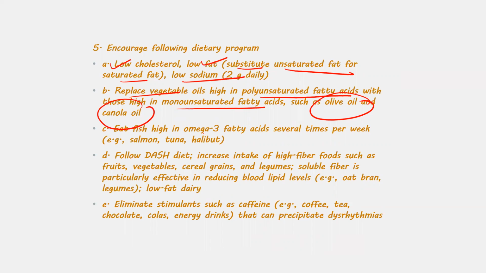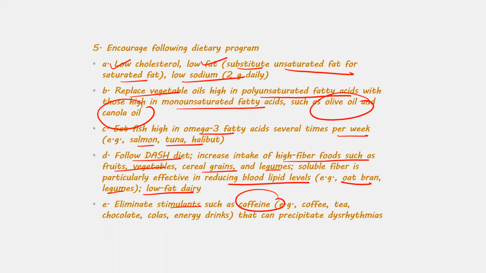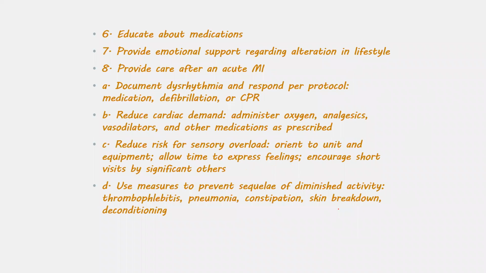Eat fish high in omega-3 fatty acids several times per week, that is salmon, tuna, halibut. Follow DASH diet, increase intake of high fiber foods such as fruits, vegetables, cereal grains, legumes. Soluble fiber is particularly effective in reducing blood lipid level. That is oat, bran, legumes, low fat dairy should be given. Eliminate stimulants such as caffeine. So all the vasoconstrictions like coffee, tea, chocolates, colas, energy drinks that can precipitate dysrhythmia should be discontinued.